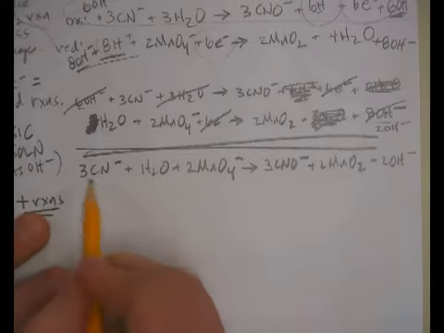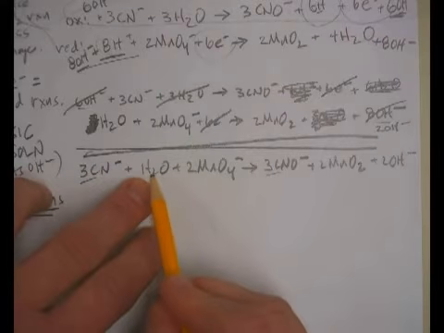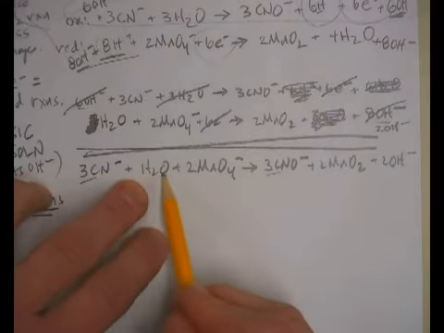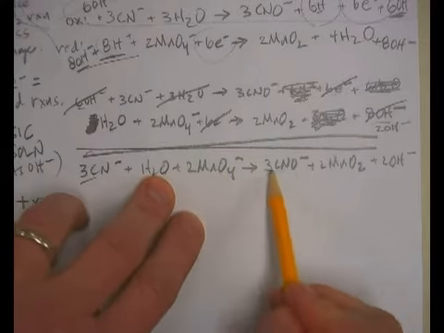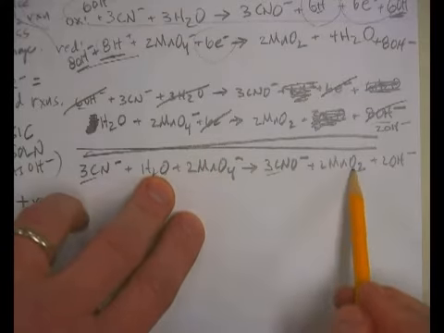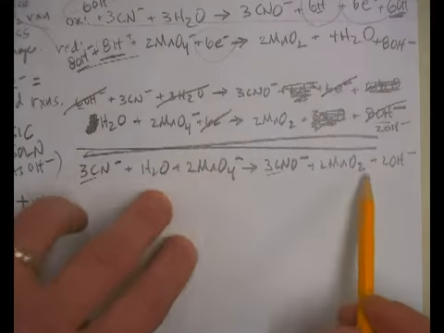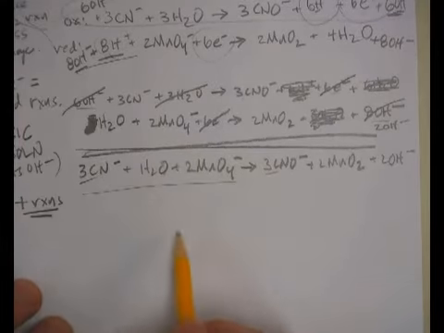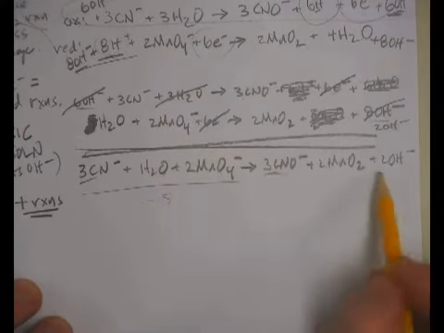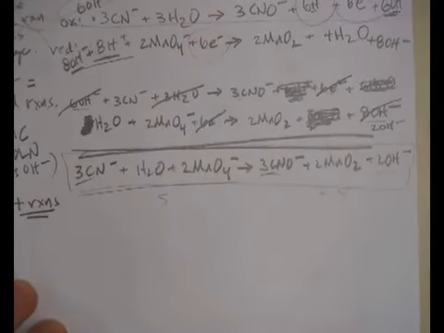I can check that really quick. 3 carbons, 3 carbons, 3 nitrogens, 3 nitrogens, 2 hydrogens right here, 2 hydrogens right here, an oxygen, and 8 oxygens, so that's 9 oxygens, that's 3 and 4, that's 7, 8, 9. 2 manganeses, 2 manganeses, and I already did the oxygen. So it's balanced for mass. For charge, I've got -3 and -2, so that's -5, -3 and -2, so that's -5. A balanced redox reaction in basic solution.